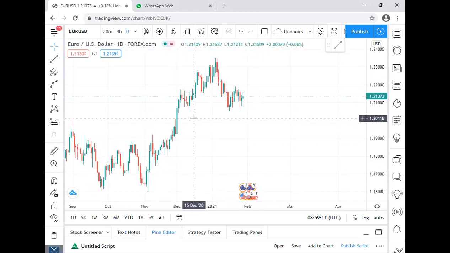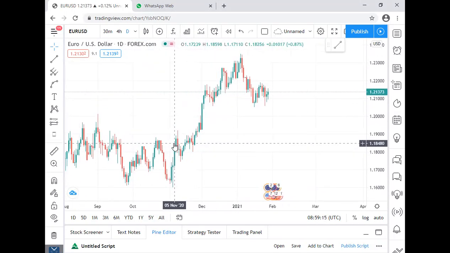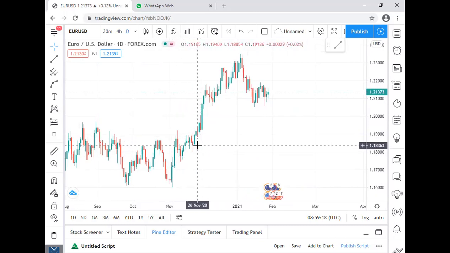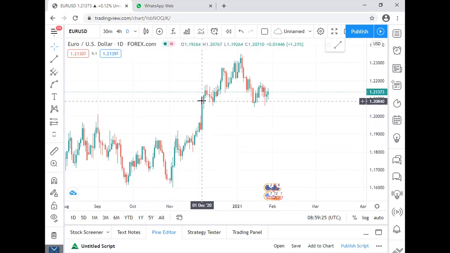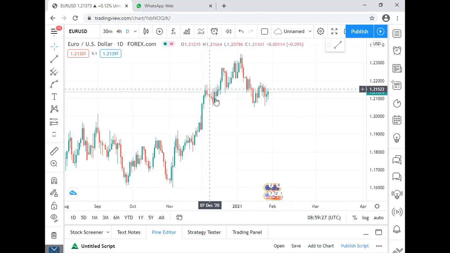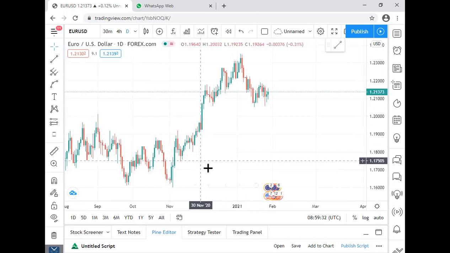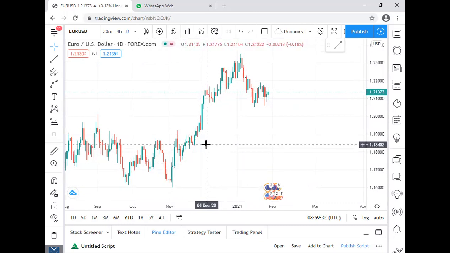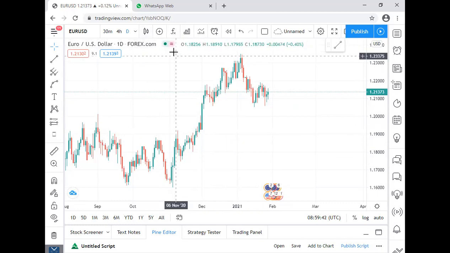RSI will give you a signal that price may come down back now, and maybe you're in a downtrend, price may go back up. So there are two levels we use. It is 30 and 70. That is the signal levels we use for RSI.